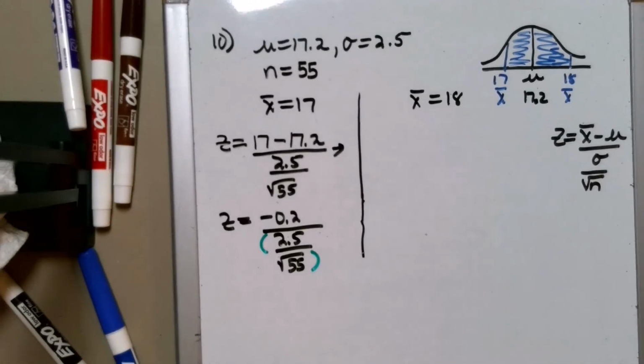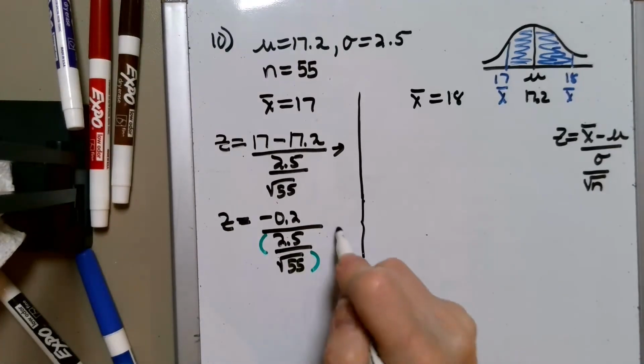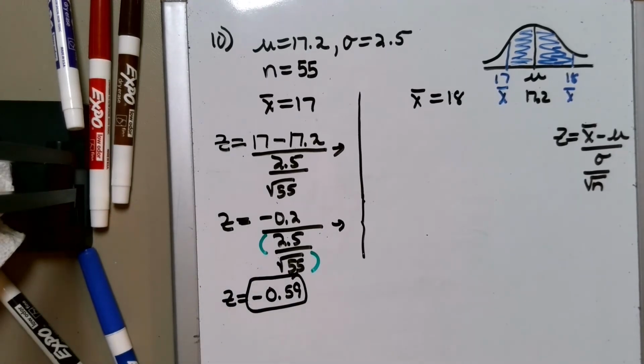So putting this in our calculator, negative 0.2 divided by left parentheses 2.5 divided by the square root of 55, right parentheses equals, I get negative 0.593. So I'm going to call that negative 0.59. Let me just double check that because it's easy to mess that up. Negative 0.593, yeah. So negative 0.59.